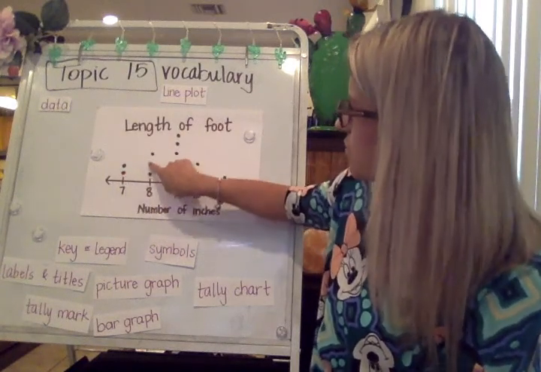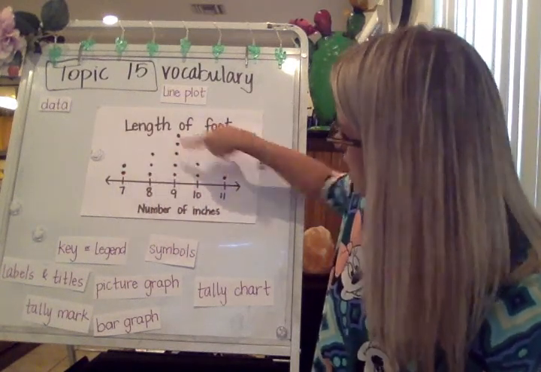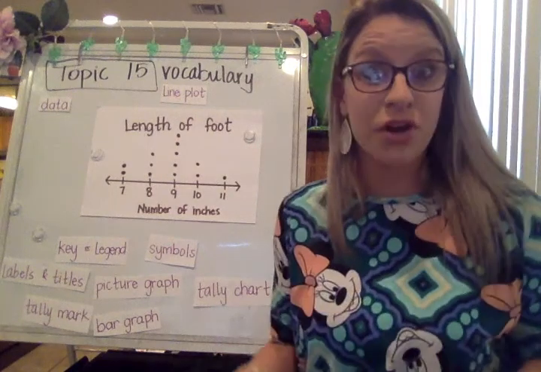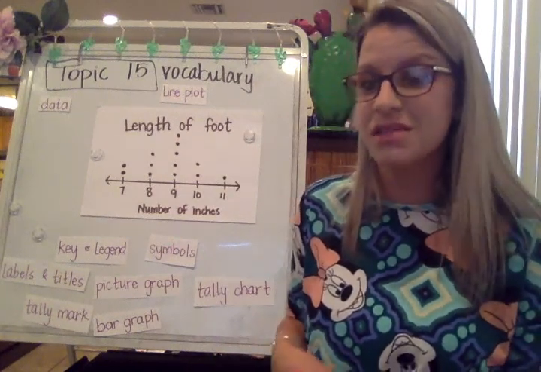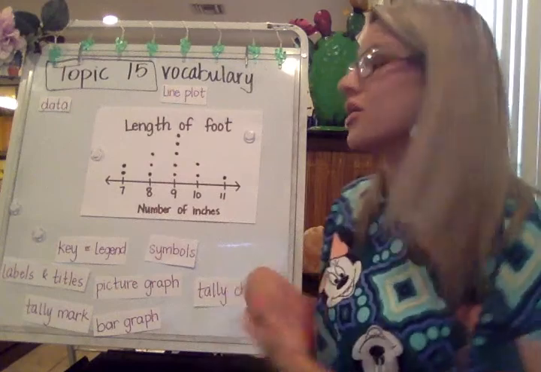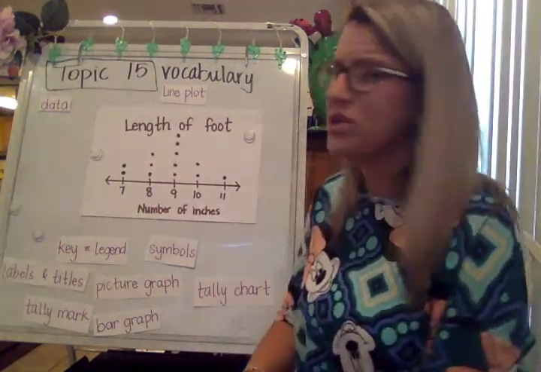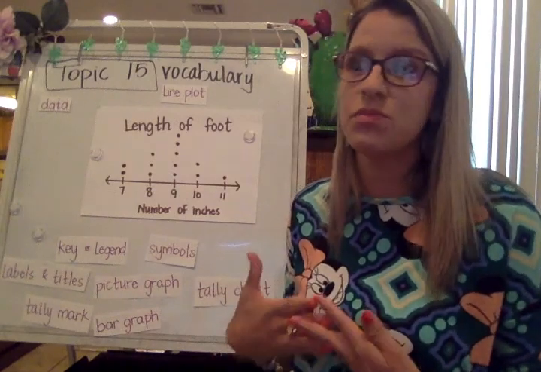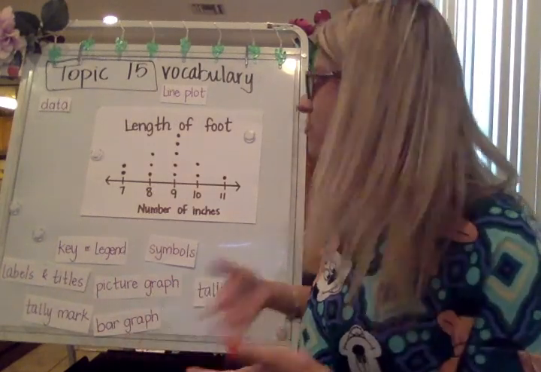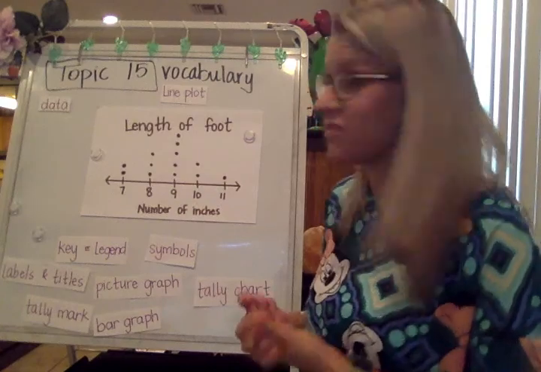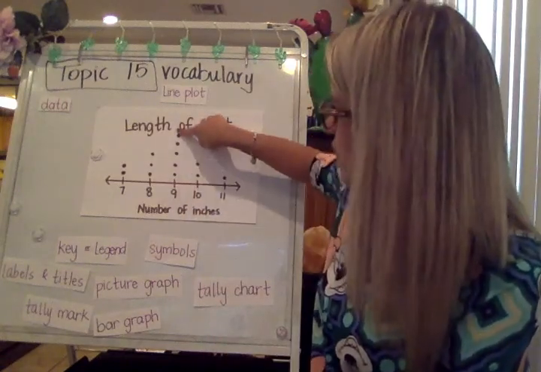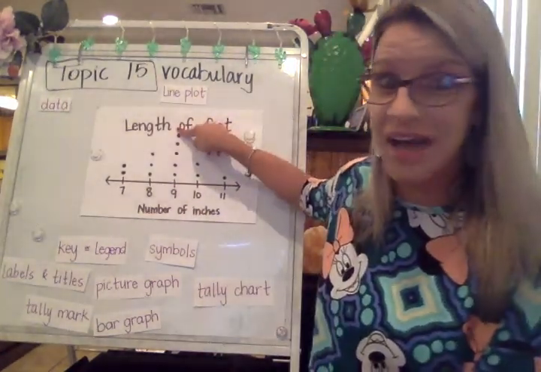So 1, 2, 3, 4, 5, 6, 7, 8, 9, 10, 11, 12, 13. So there are 13 people that were represented on this data collection because I counted that there are 13 dots. Now, if I asked you which was the greatest, what did most people have as far as the number of inches for their foot, you would just say whichever one has the most dots, which is the 9 inches.